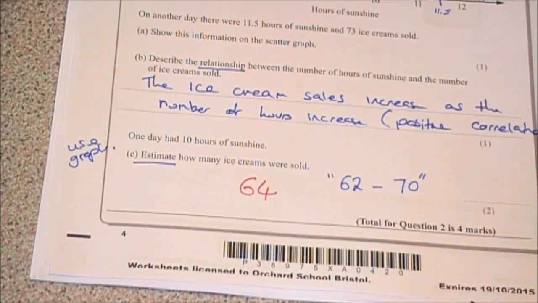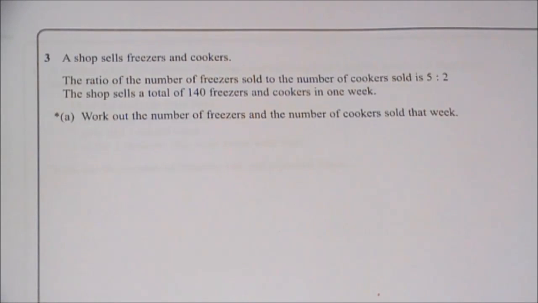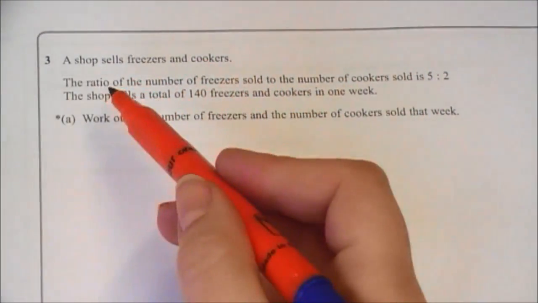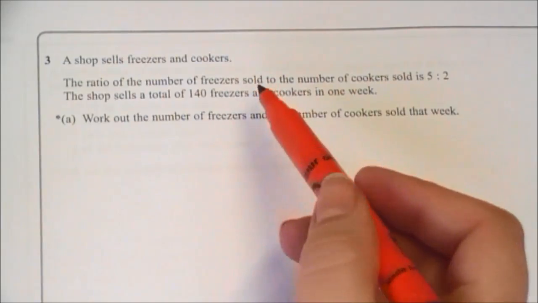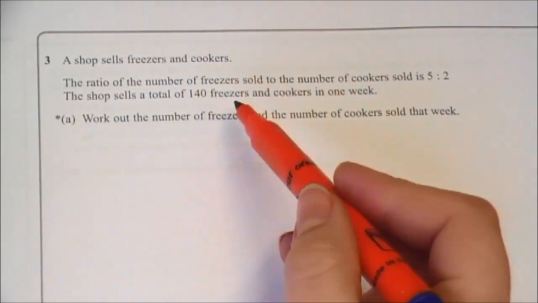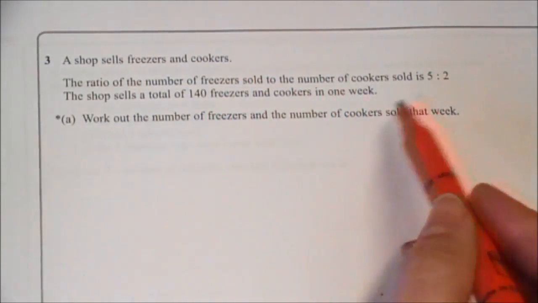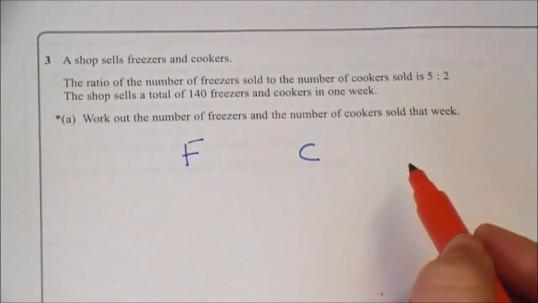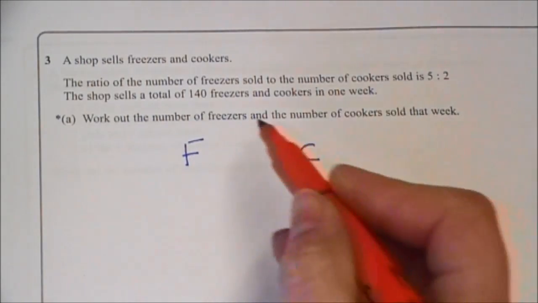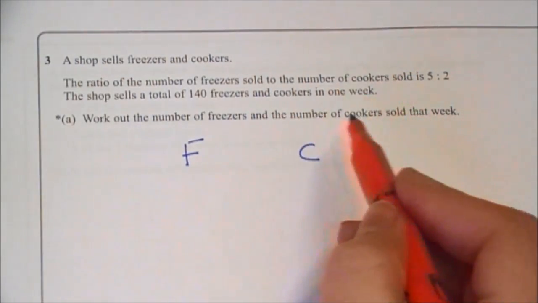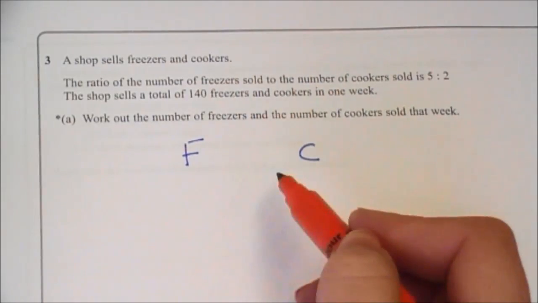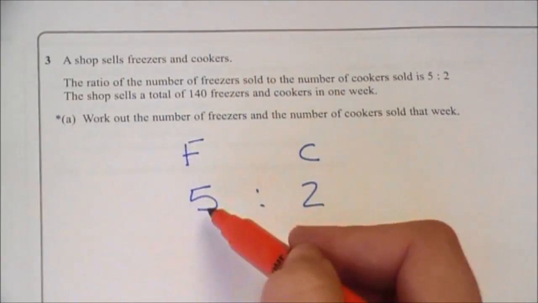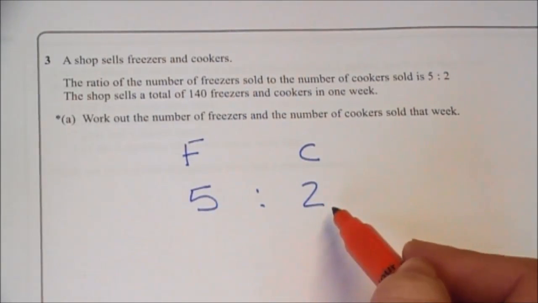Question 3 is a percentage question at the end and a ratio question at the beginning. So, a shop sells freezers and cookers. The ratio of the number of freezers sold to the number of cookers sold is 5 to 2. Straight away, I'm dealing with freezers and cookers. I'm going to set this out logically so I know what I'm doing throughout the question. So, the number of freezers sold to the number of cookers is 5 to 2. So for every 5 freezers sold, there are 2 cookers sold.